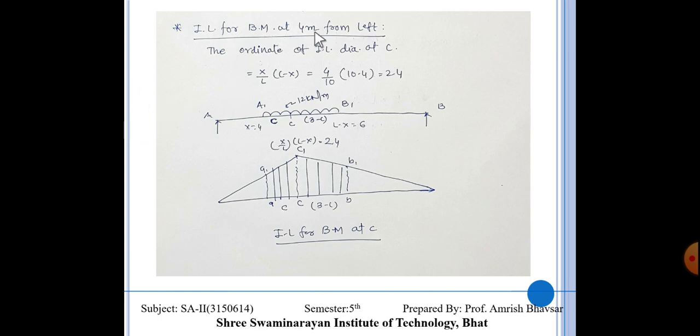Now for the bending moment, what is done over here? Influence line for bending moment at 4 meter from left. For this case we have to take ordinates in that position at similar height. So X upon L into L minus X, that is 2.4. So the value at C1 is 2.4, and this is our main value. Now we have to take A1 and B1. So this is our influence line for bending moment, and we can consider this UDL somewhere over that. For portion AC, it is c over here, and for portion CB it is 3 minus c over here. This is A1 and this is B1.